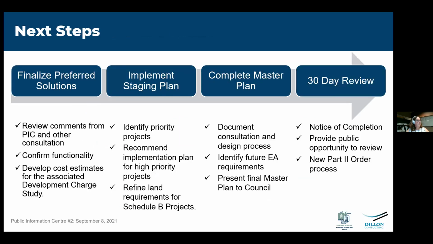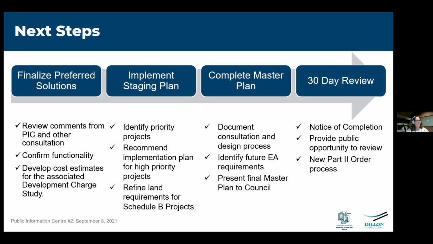So the more immediate next steps are to review the comments from this PIC, to confirm functionality of the proposed improvements, and develop cost estimates for the associated development charge study. We are going to identify priority projects that will need to be implemented first to allow development to proceed. We will recommend an implementation plan on those projects and refined land requirements for Schedule B projects.